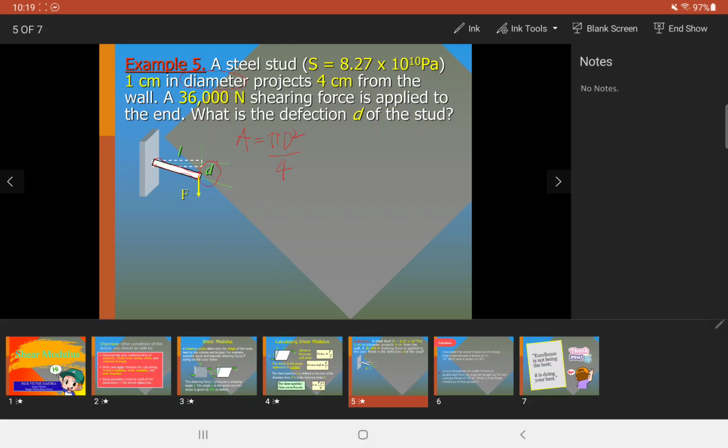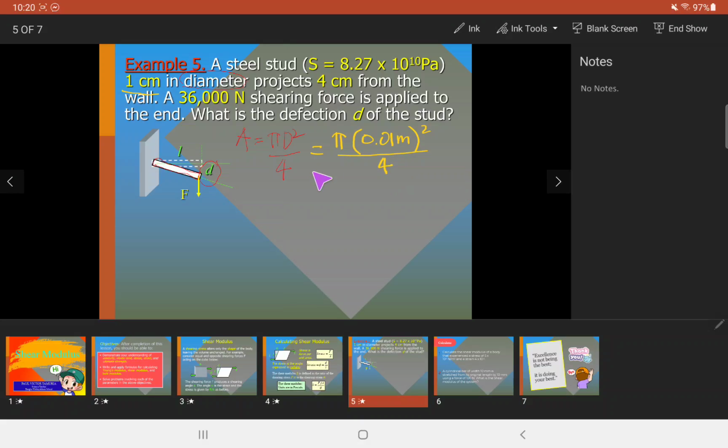Okay, so I'm going to use color yellow. A equals, okay, so that is pi, and then what is diameter? That's 1 centimeter. We need to convert that to meter, so 1 centimeter is equivalent to 0.01 meter. Okay, and then of course square, and then over 4, right?